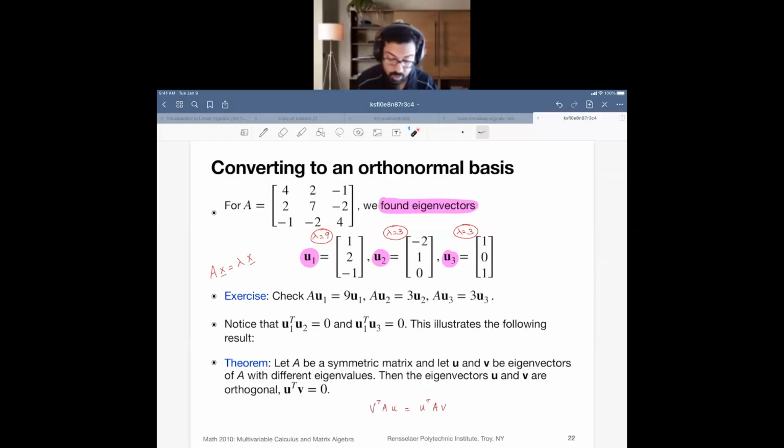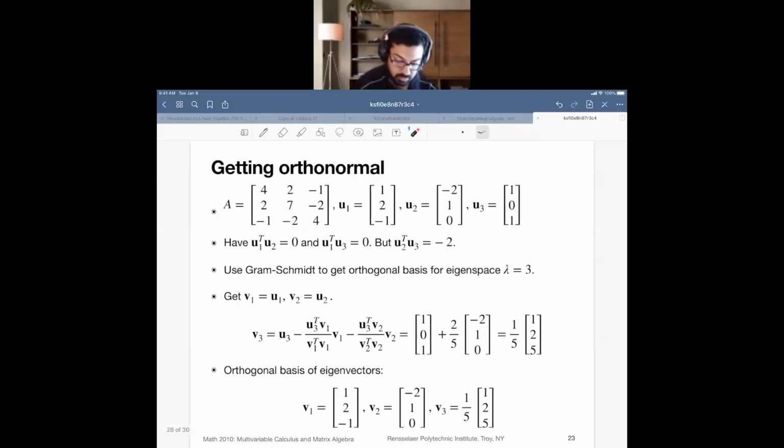All right, so we are left with some work here. We have u1, u2, u3. We still need to work on orthogonality between u2 and u3. So we have A as our symmetric matrix. u1, u2, u3 were obtained earlier as our 3 eigenvectors. u1 and u2 are orthogonal, u1 and u3 are orthogonal, but u2 and u3 are not orthogonal. And in this case, they have the same eigenvalue. So we are going to use the Gram-Schmidt procedure to find the orthogonal basis for the eigenspace lambda equals 3.